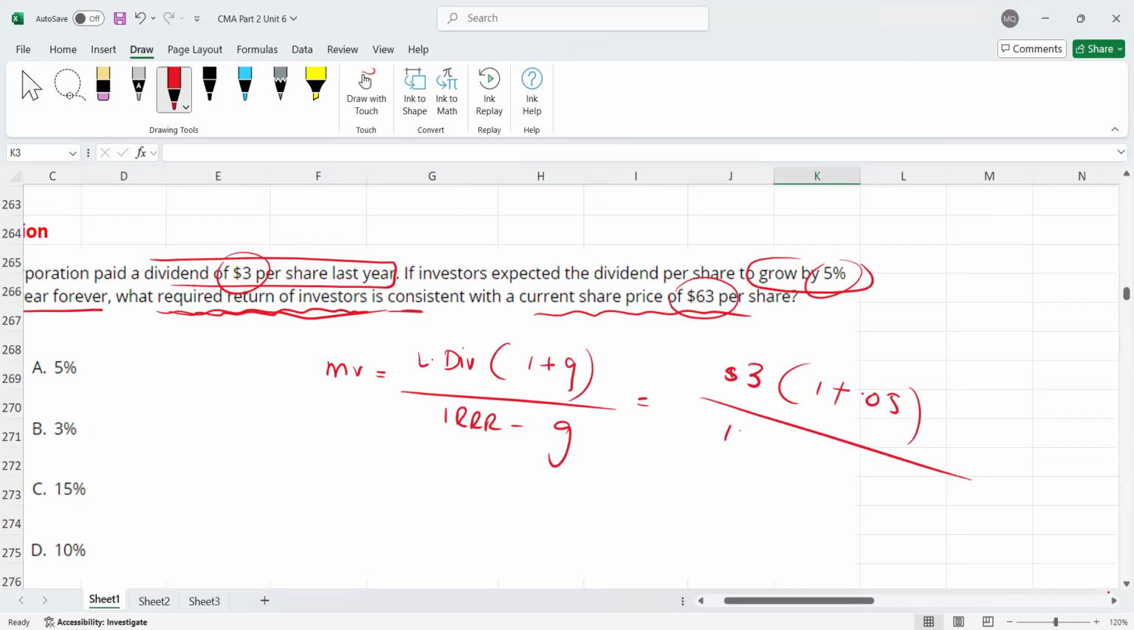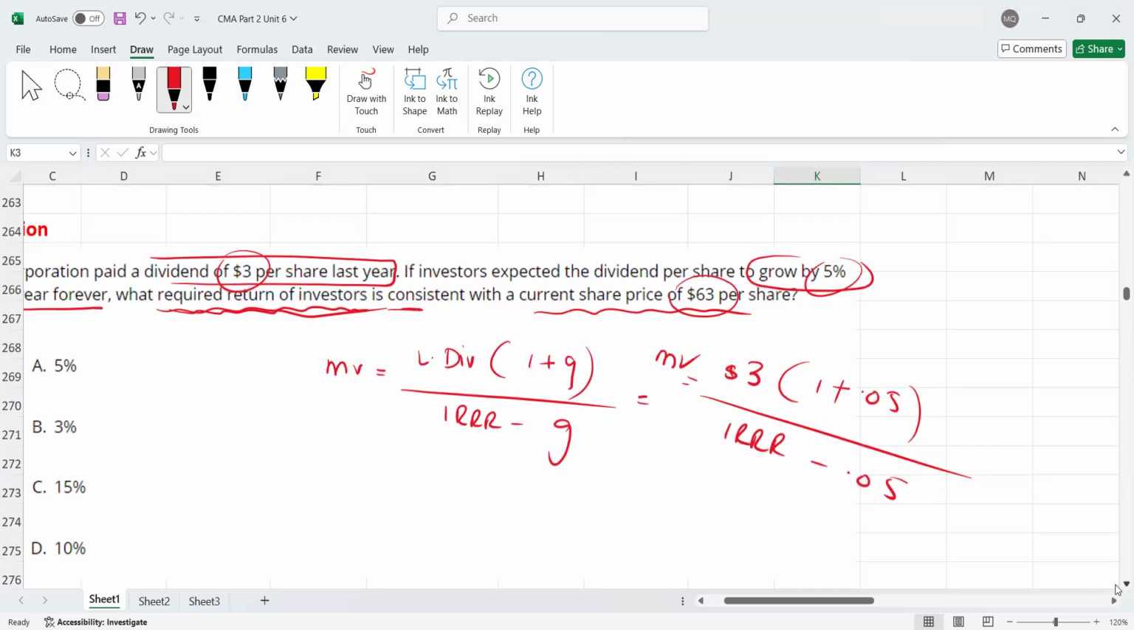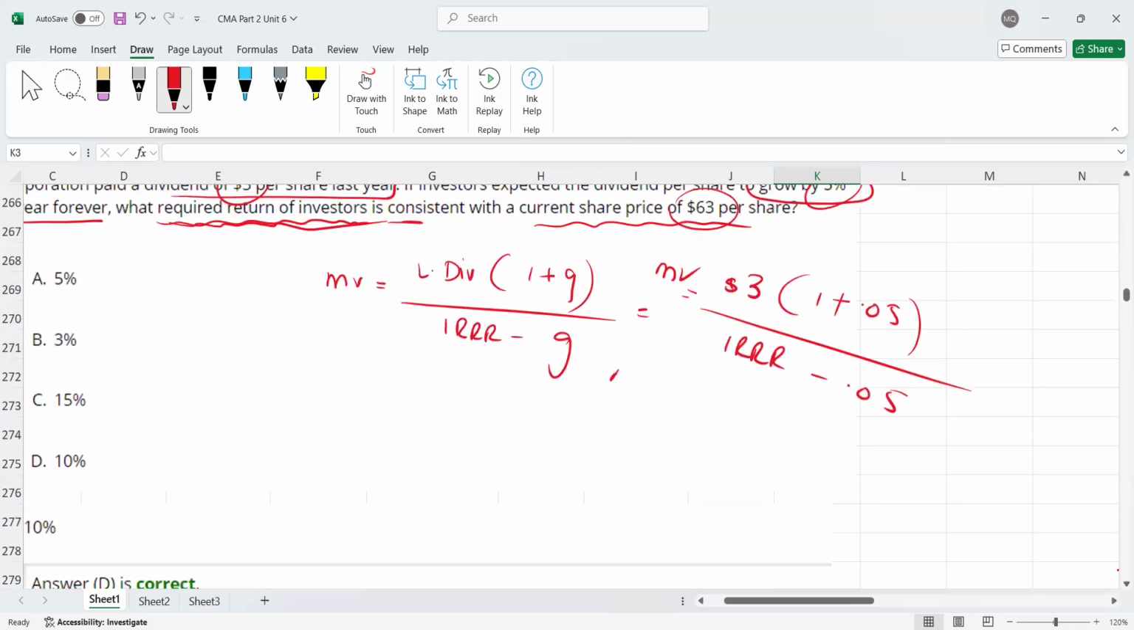Divided by the investor's required rate of return, which you have to calculate. Growth is given as 0.05. So this equals market value. This is the formula, so now just proceed with it. If you solve the numerator first, it is 3 times 1.05, which is 3.15. So 3.15 divided by the investor's required rate of return minus 0.05.